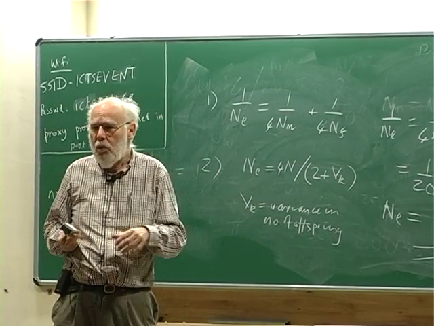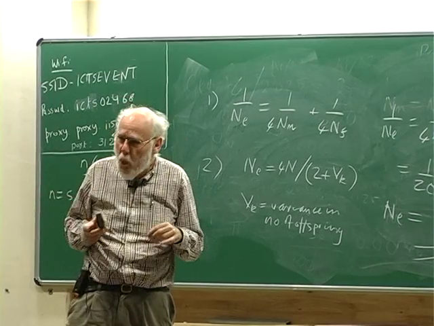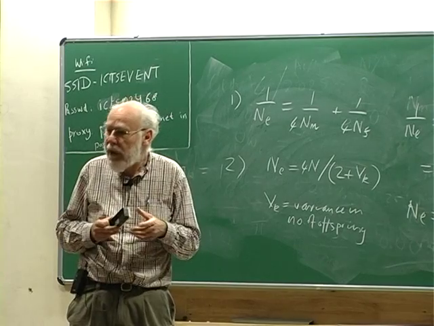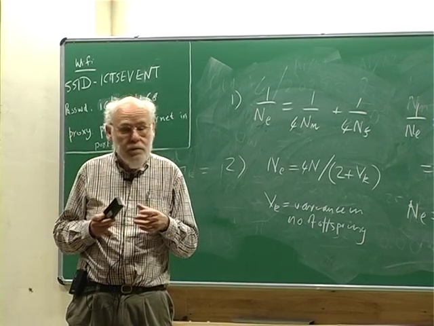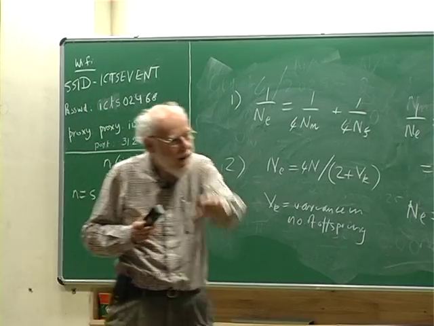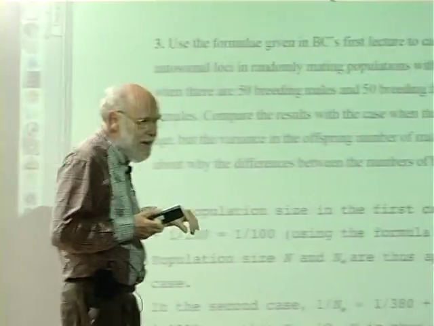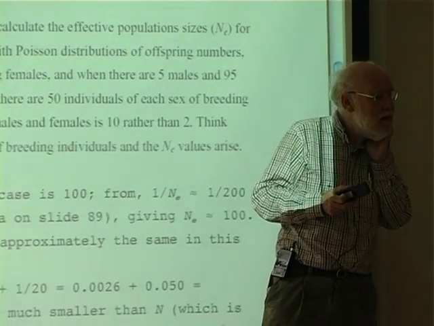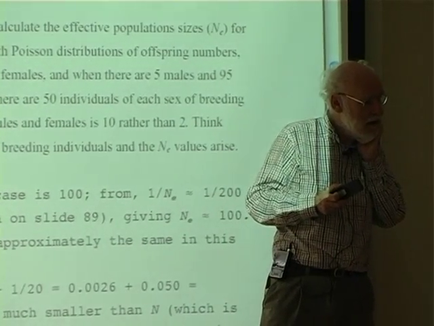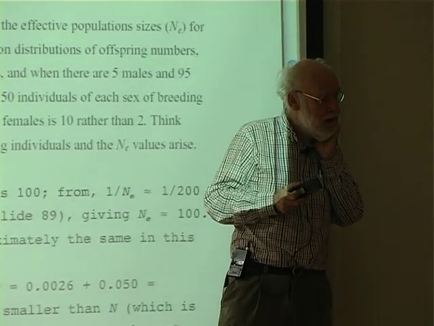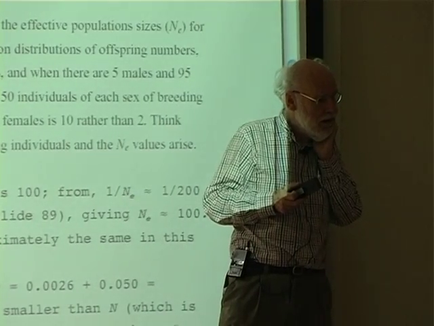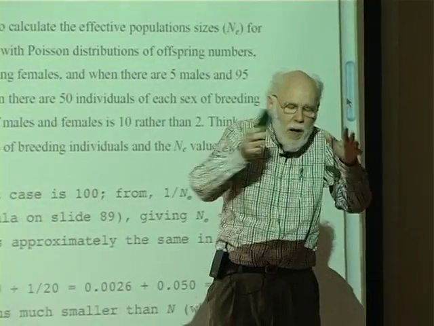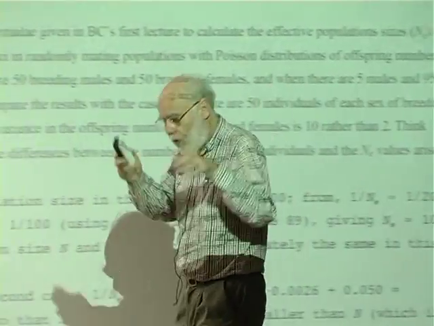Refresher question. Does anybody have an intuitive explanation for why the effective size is so small in this case when we've got this small number of males compared with females? Somebody else. You've said enough. Yeah, that's part of the answer. The males.